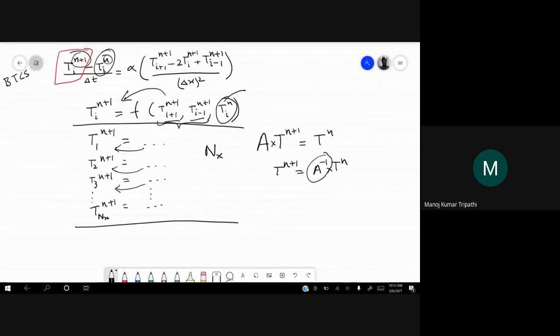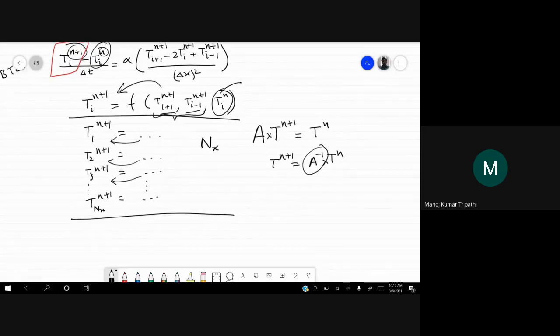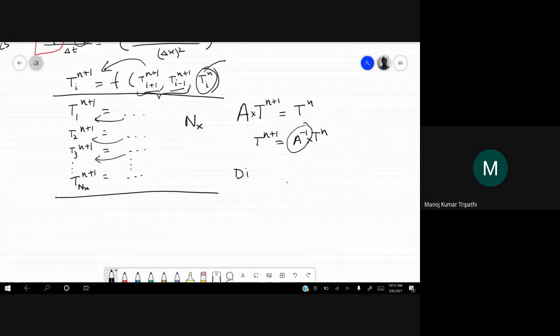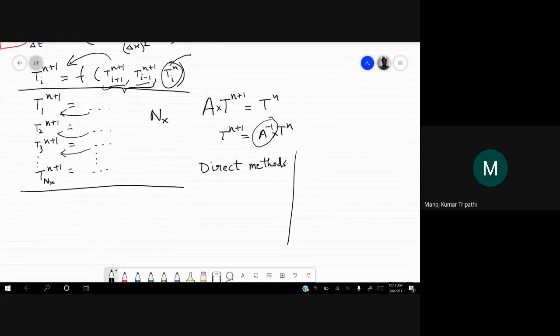So there are several such methods. There are two classes. One class is known as direct methods, which means that in one step you get the solution like this method, but it is expensive. There are other direct methods, the one that we discussed in the last class, which is not so expensive. It is like a two-step method instead of one step. That is known as TDMA, tridiagonal matrix algorithm, also called the Thomas algorithm.